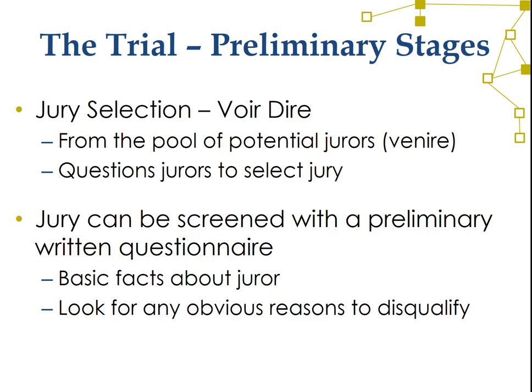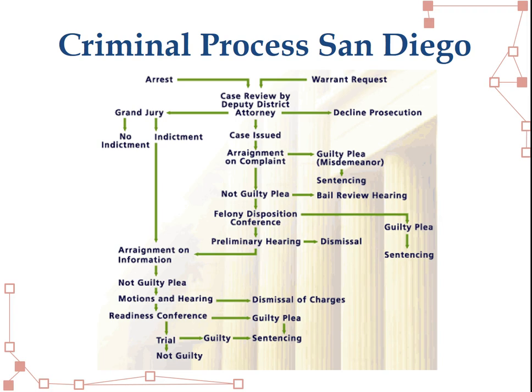So now we're going to talk about the trial, but here is the criminal process as outlined by the city of San Diego. I wanted to give you a chart you could look at, and you could see what happens from a warrant request or from an arrest where the case is reviewed by the DA, and we're going to decline it, or it's going to go to the grand jury if that's the way that we do things, or the case is going to be issued. And then there's going to be the arraignment. Remember, we talked about that. And if there's a guilty plea, it's going to go here. And if it's a not guilty plea, it keeps going here.